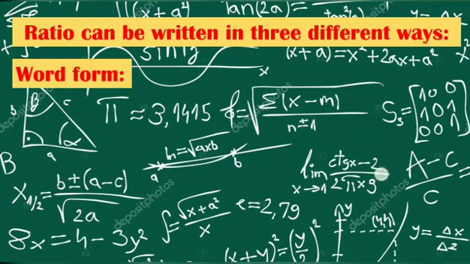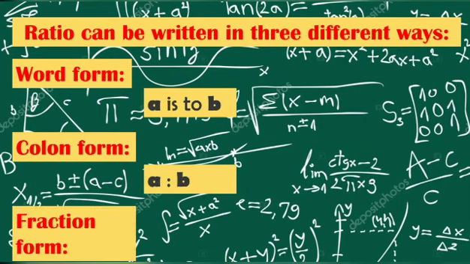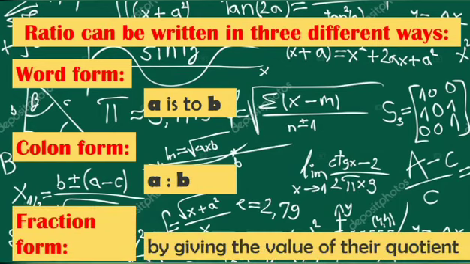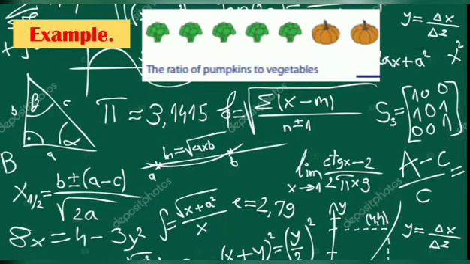So we have word form, A is to B. Column form, A colon B. Fraction form, by giving the value of their quotient. Example, find the ratio of pumpkins to vegetables.